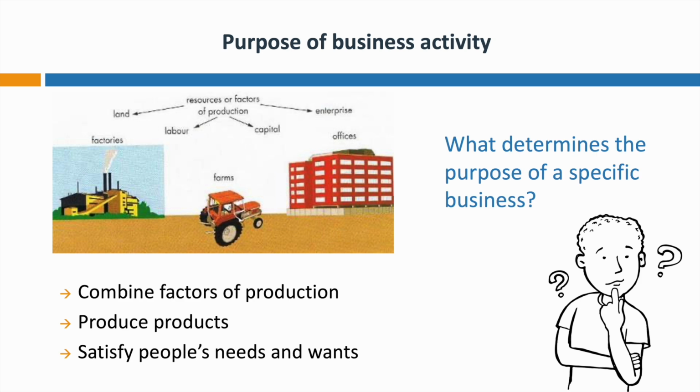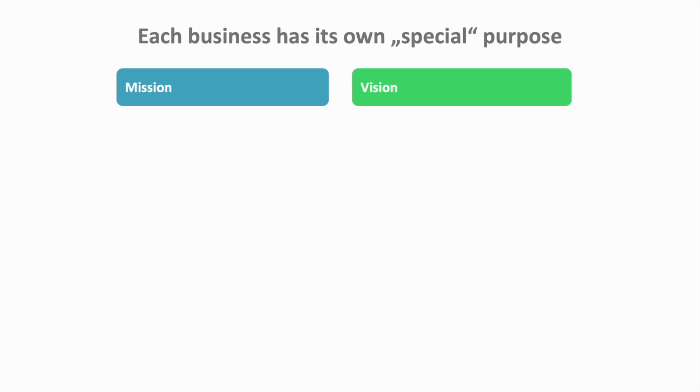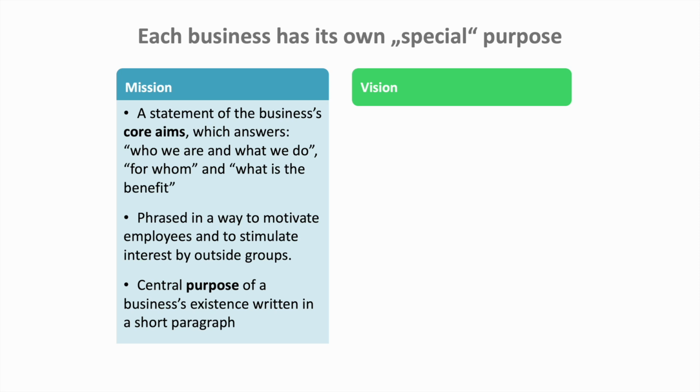So, if we're talking about a specific business, what determines its purpose? Each business has its own special purpose. And we are showing it to the world, or communicating this special purpose to the world, using the more general and strategic objectives. So in this case, the mission and the vision. A mission statement is telling you what are the core aims of the business, and it kind of answers the question who we are and what we do, for whom we do it, and what is the benefit for those people. So what need are we basically solving?